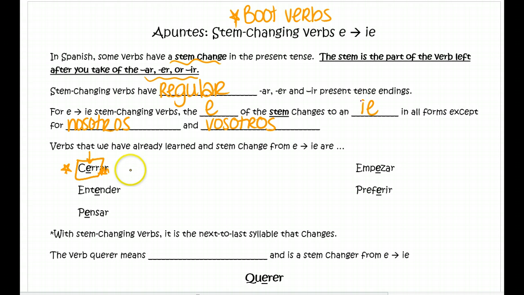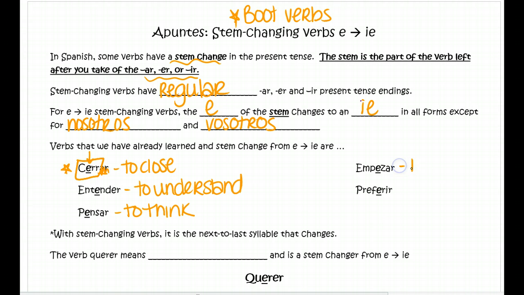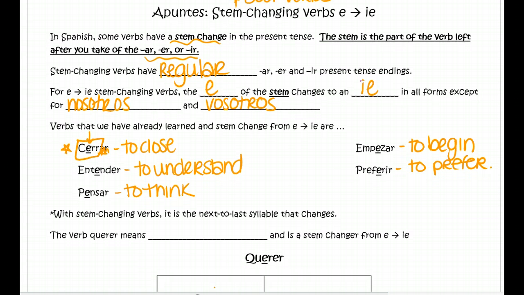Some other verbs that we've already learned from this unit: we have cerrar, to close, entender, to understand, pensar, to think, empezar, to begin or to start, and preferir, to prefer. With stem changing verbs, if there happen to be two E's, it's going to be the next to last syllable that changes. For example, preferir, there are two E's, but this is the second to last syllable, so that's the E that we're going to change to an IE.